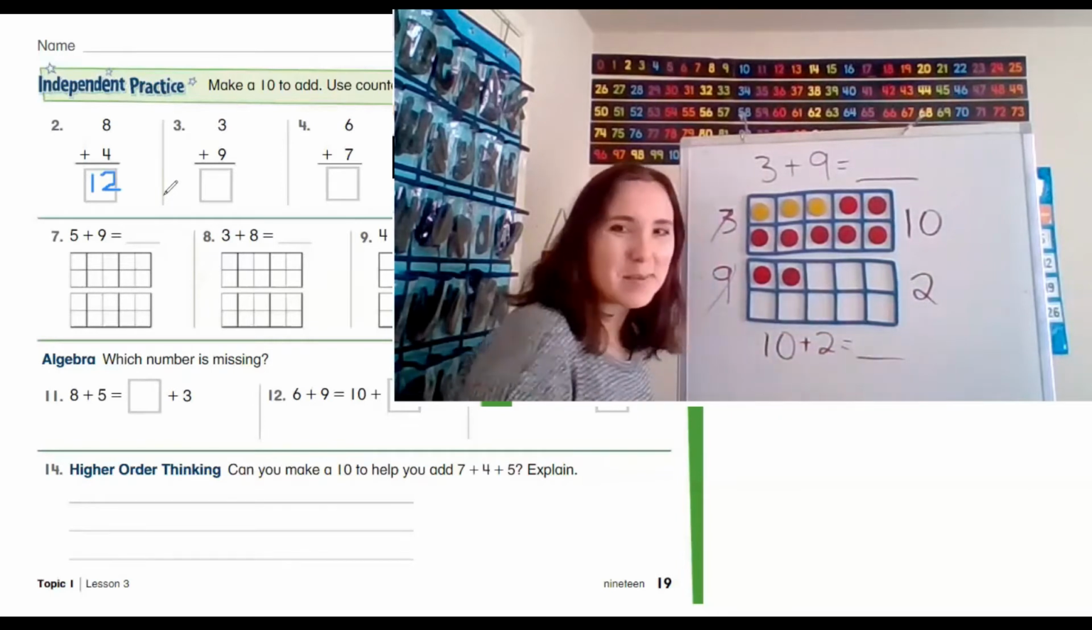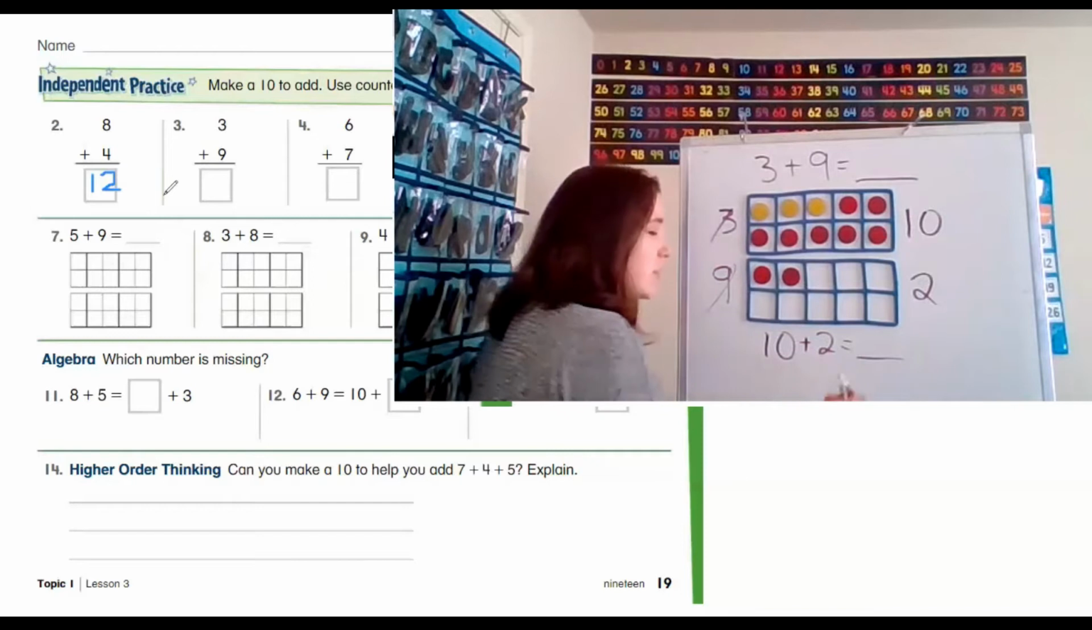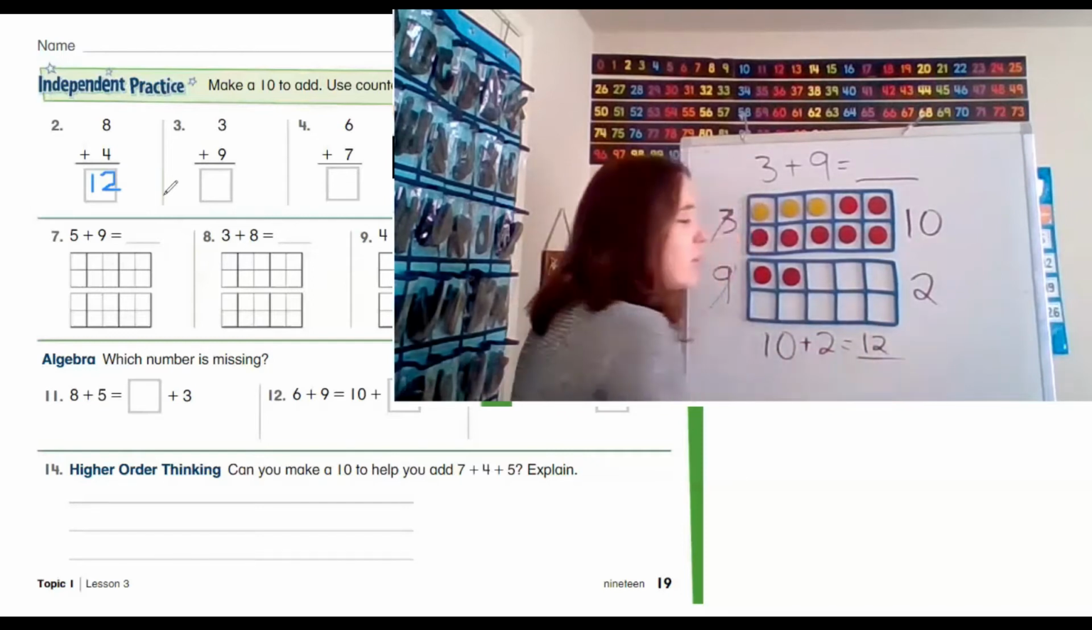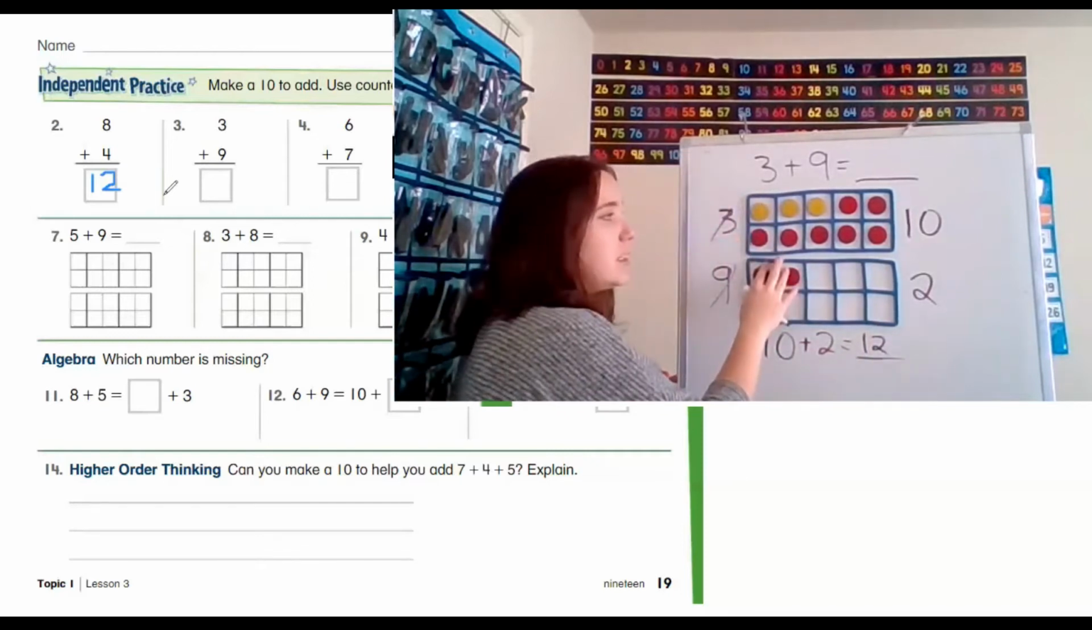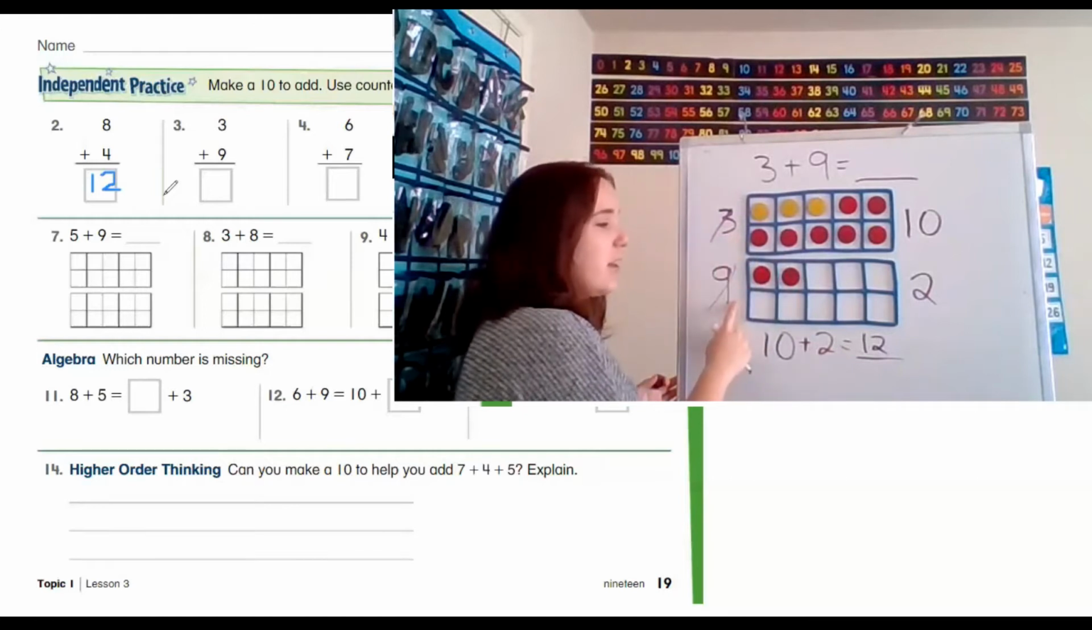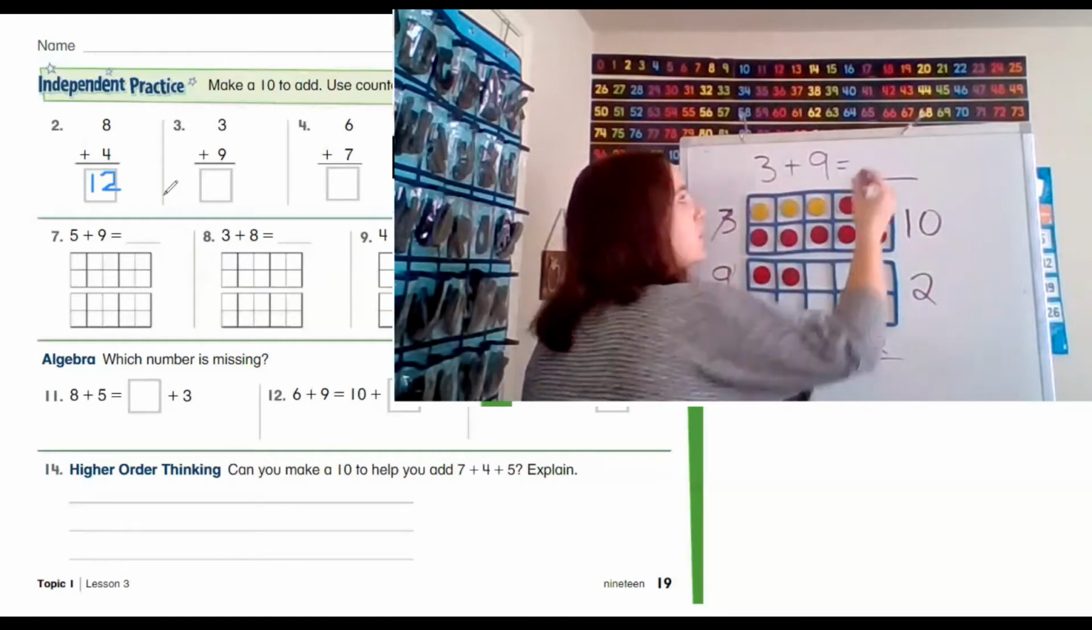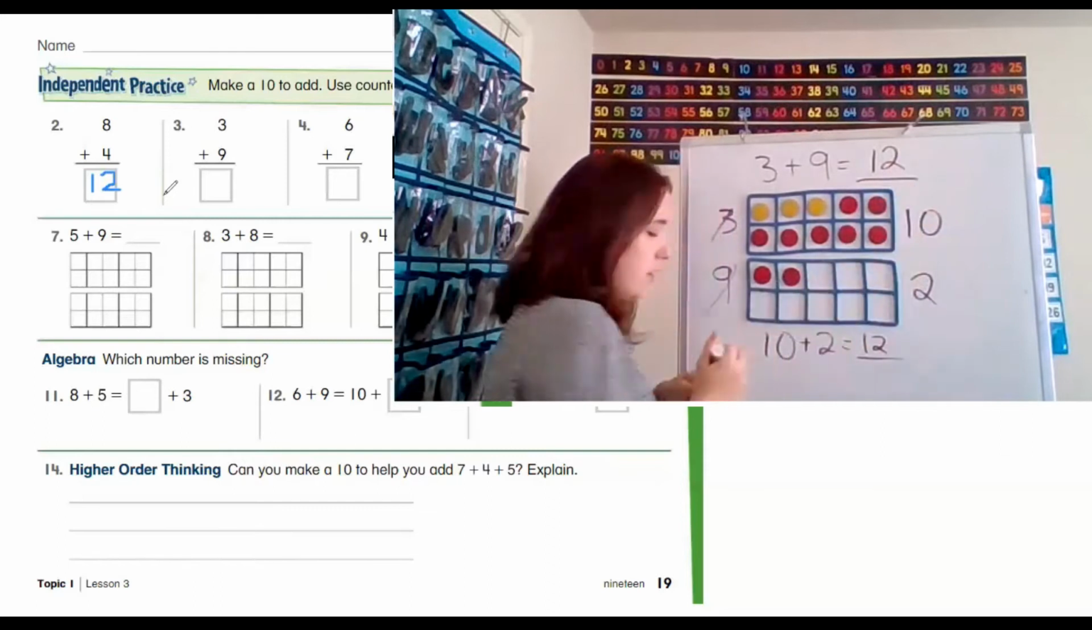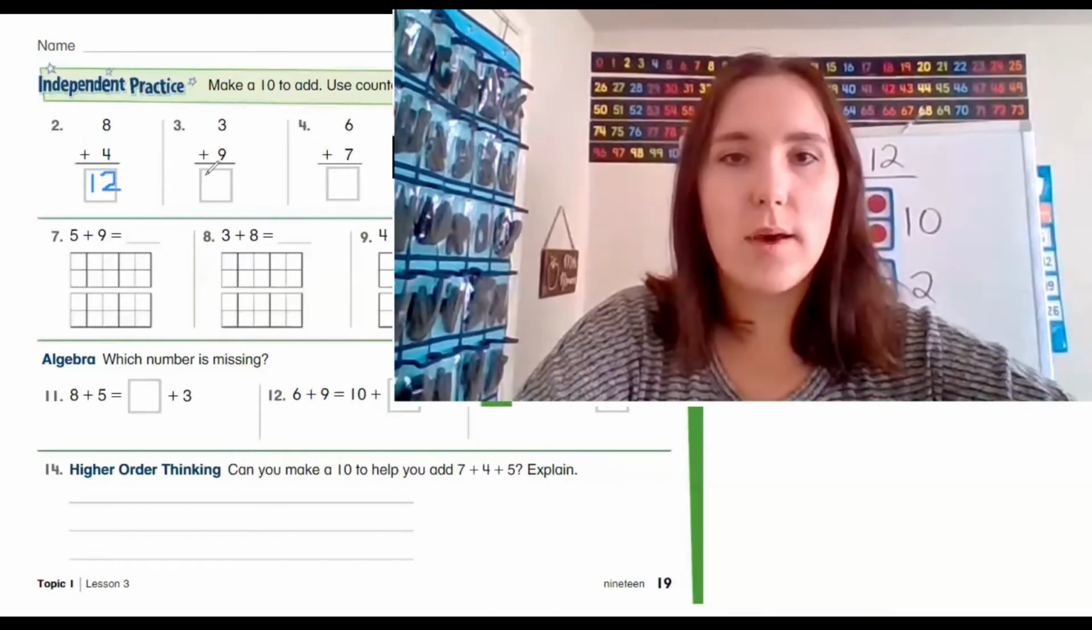It's the same as number 2, friends. So 10 plus 2, we know that's 12. But remember, because our number of counters did not change from 3 plus 9, 3 plus 9 also equals 12. Good, so make sure you write down your answer. 12.